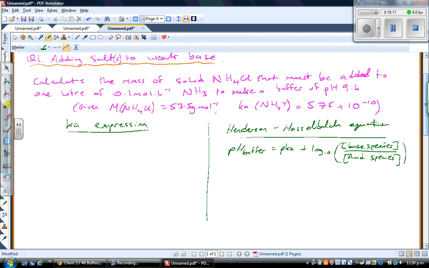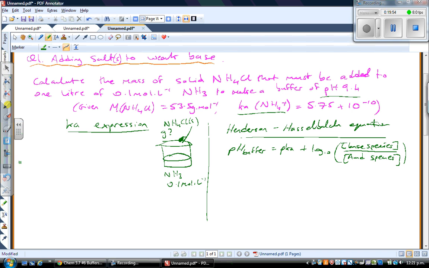So let's take a look at what we have here. We're making a weak base buffer system. We're taking a certain mass of ammonium chloride. We don't know how many grams to add to our ammonia in order to get the desired pH of 9.4. The ammonia concentration we do know to start with is 0.1 moles per litre. So the Ka expression for this system has to refer to the dissociation of ammonium, because that's what the Ka value we're given refers to.